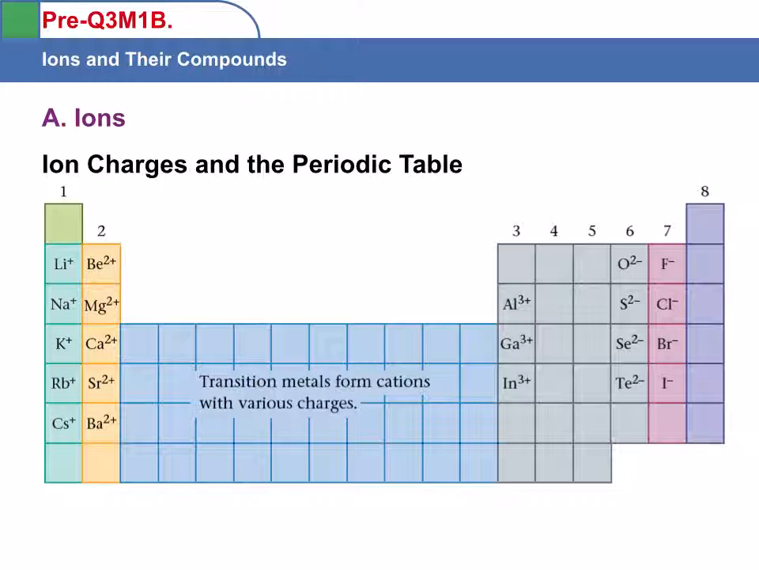So I'm going to show you a diagram here. Make sure that you screenshot this video at this point so you can remember. So group 1 loses 1 electron, group 2 loses 2 electrons, group 3 loses 3 electrons, and then in 6 and 7, it's 8 minus the number of valence electrons.